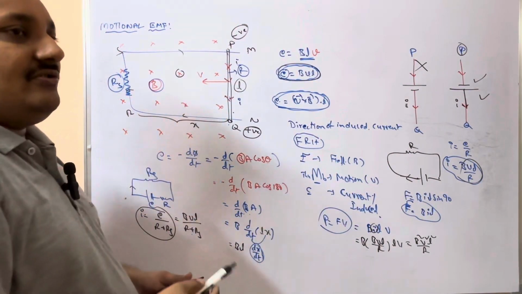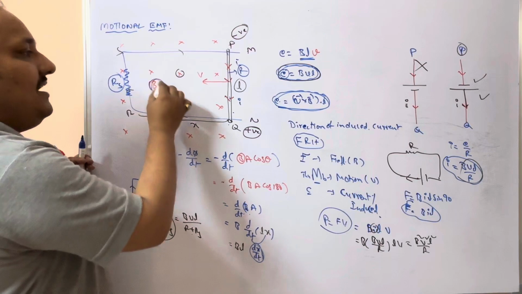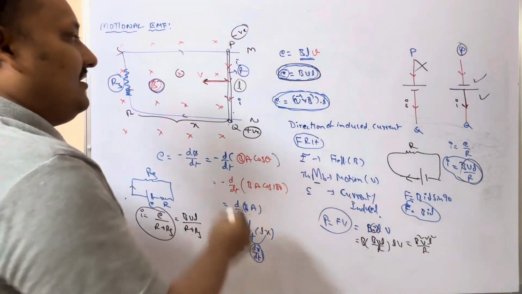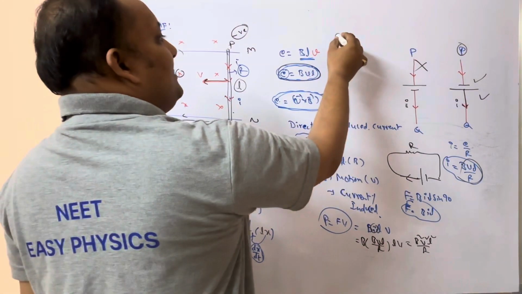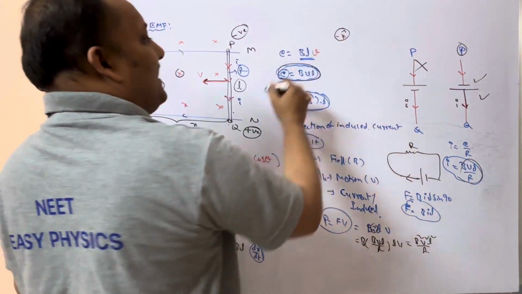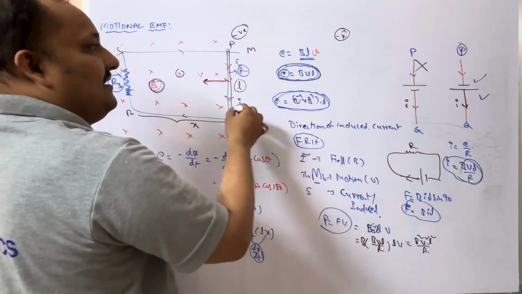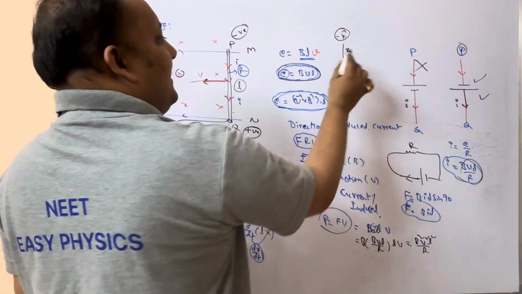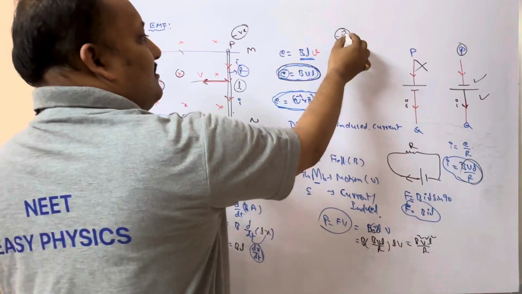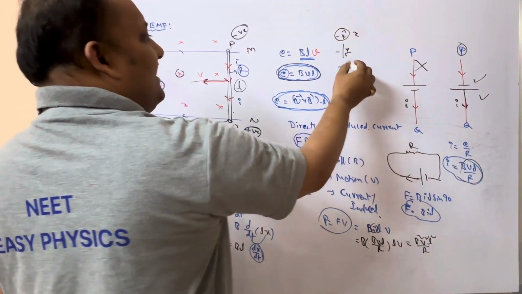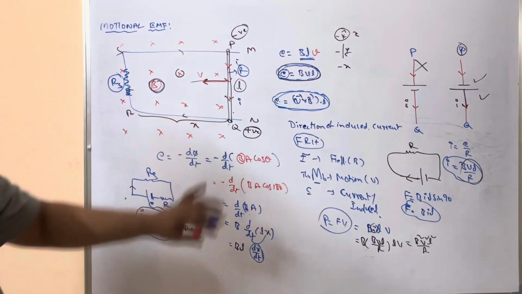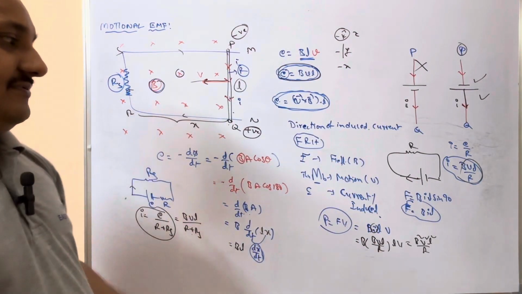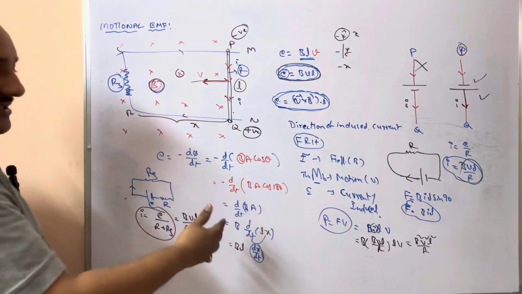In this one, logic you can apply. Here B, V and L, these three are perpendicular. You can cross check if you want. B is into the board. Into the board means minus k cap. So length is along the Y axis, and velocity is along the negative X axis. So Z, Y, X, these three are always perpendicular. Whenever these three are perpendicular, only then we will get induced EMF. That one we will discuss in the next video.